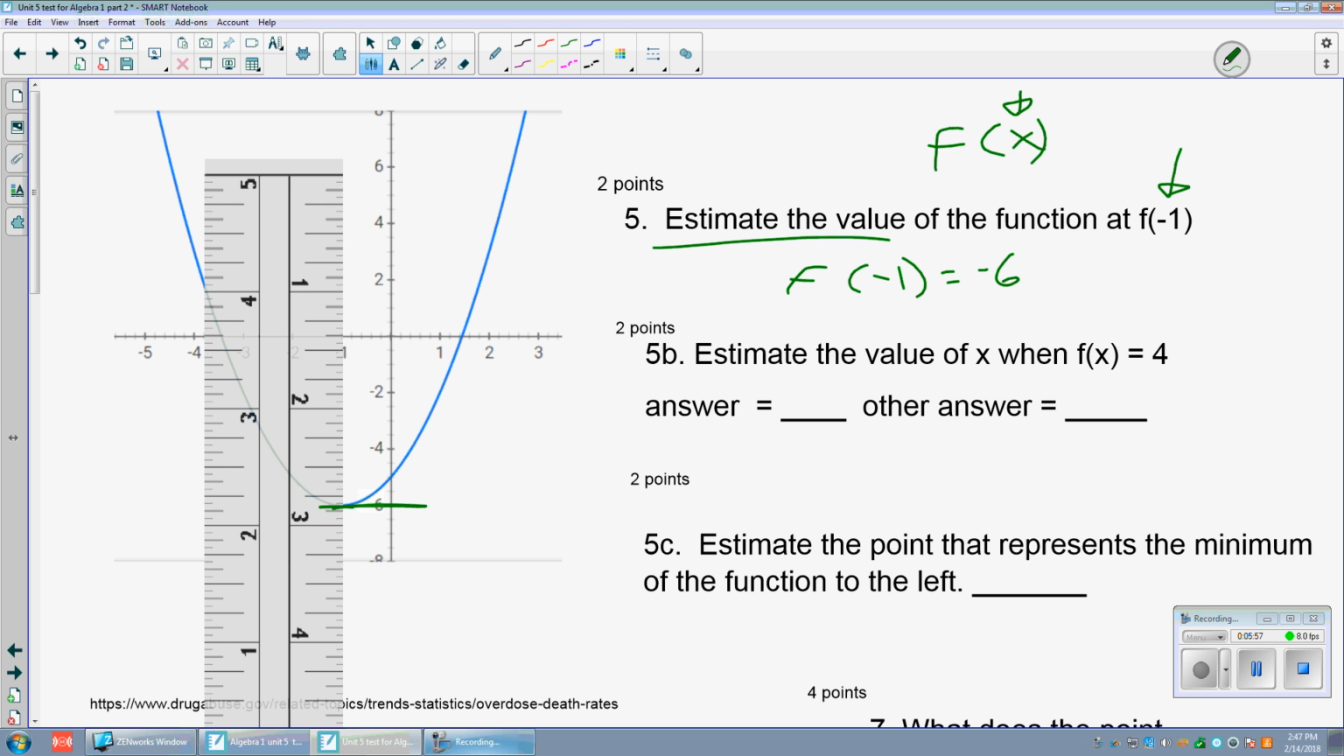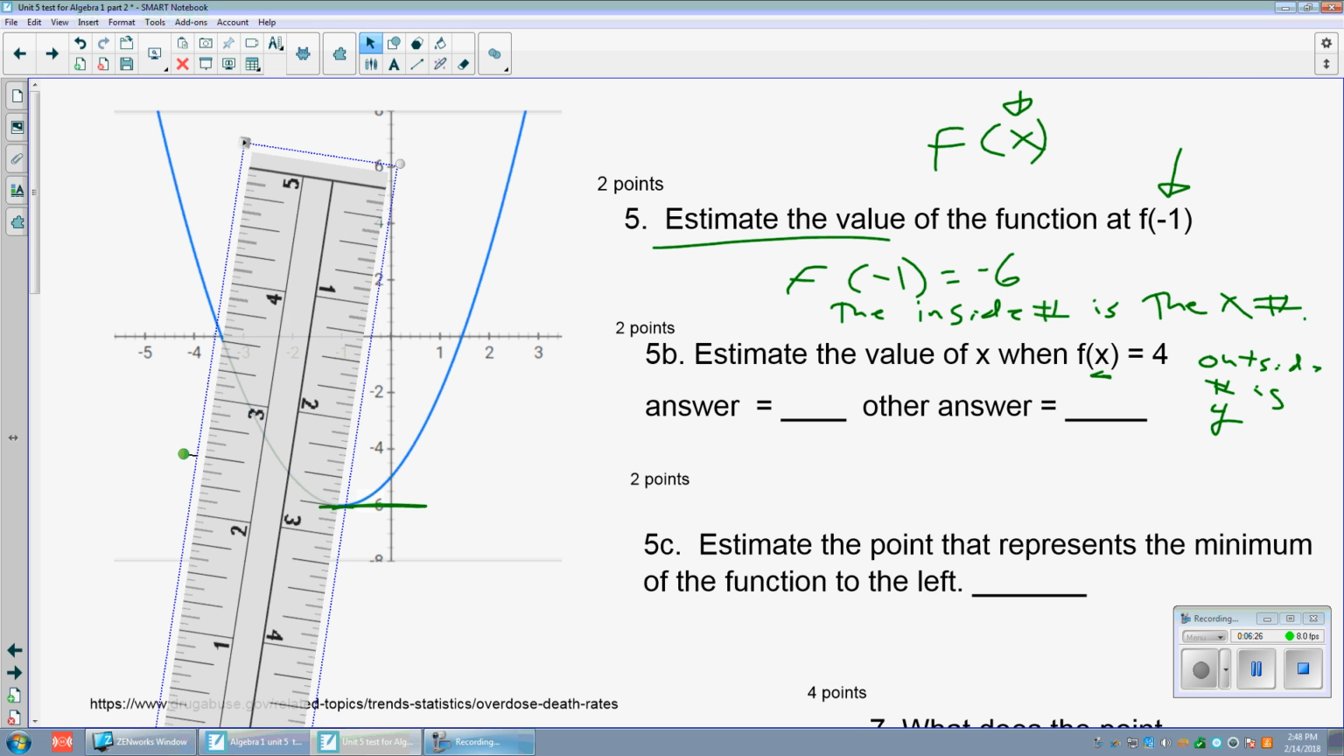You got to write this down. The inside number is the x number. Okay, 5b, estimate the value of x when f of x equals 4. Let me see, it's not the inside number, it's the outside. You're writing this down. The outside number is the y.